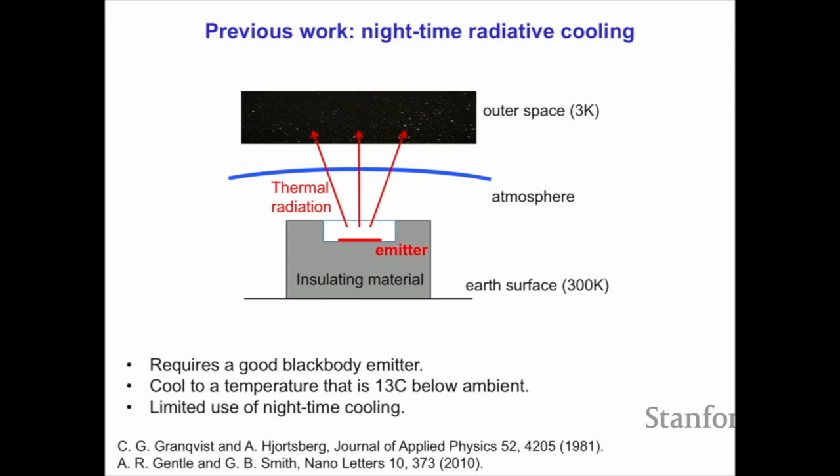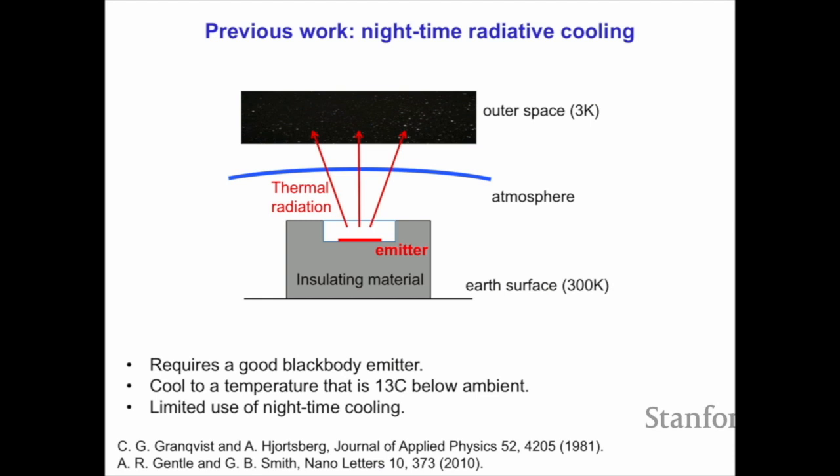If you take a black object, put it on top of a roof, and allow sky access, it can cool to a temperature that's about 10 to 15 degrees Celsius below ambient. This is a very simple experiment that every one of us can do. You just need any black thing. Okay.